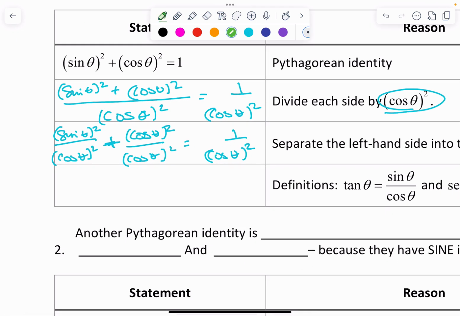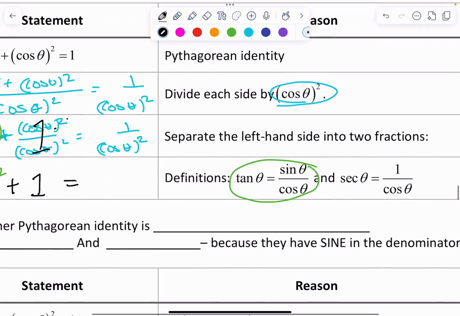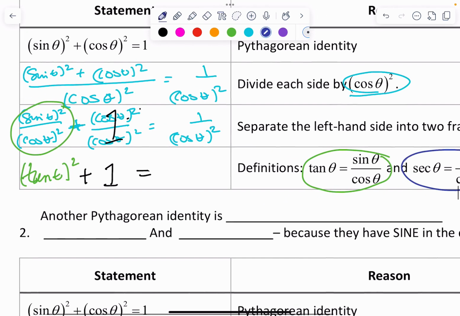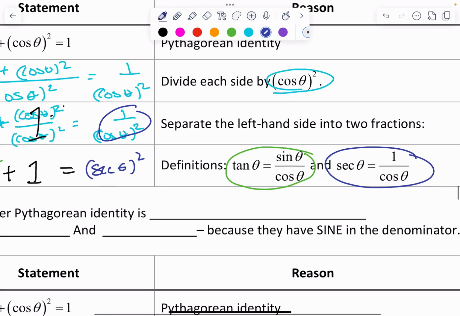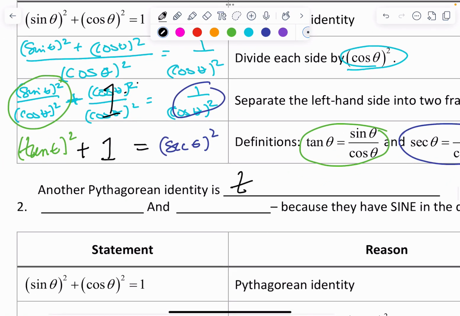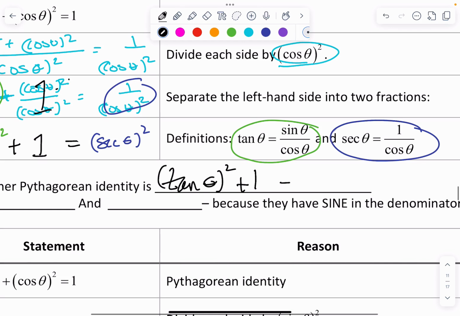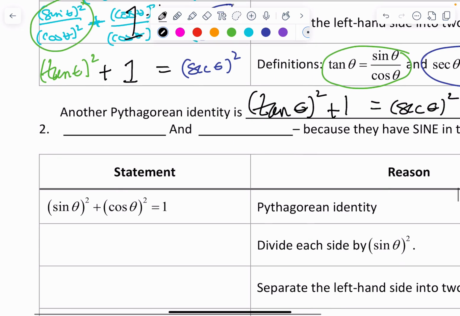And now it's giving me some rules, right? So this is just tangent squared. That's what that's saying. Plus, we have cosine over cosine, this is the number 1, equals, and then we'll use blue here, 1 over cosine, this here is going to be secant of theta squared. So we get our new Pythagorean identity. This is the one from dividing by cosine that says tangent of theta squared plus 1 equals secant of theta squared.